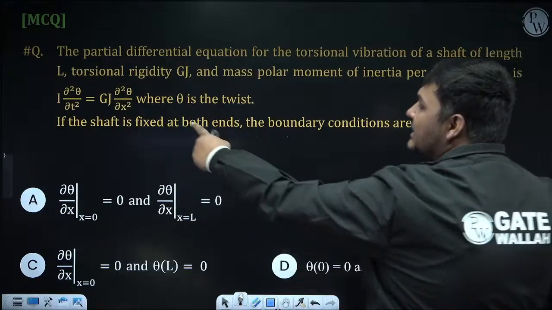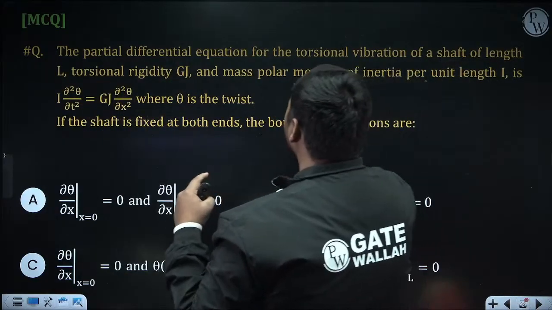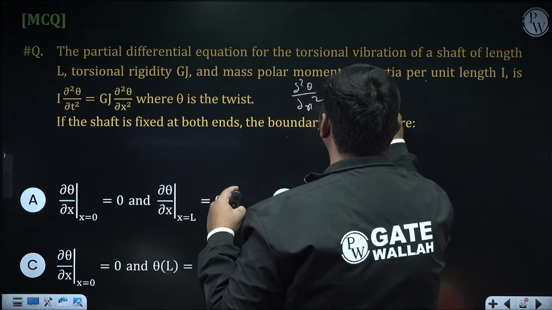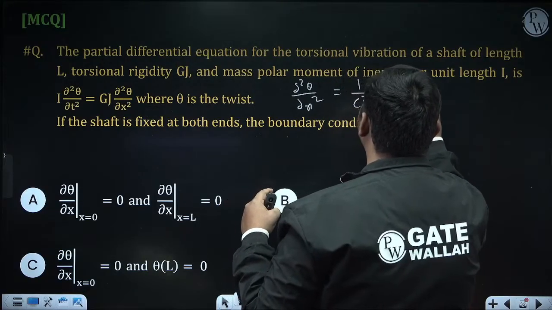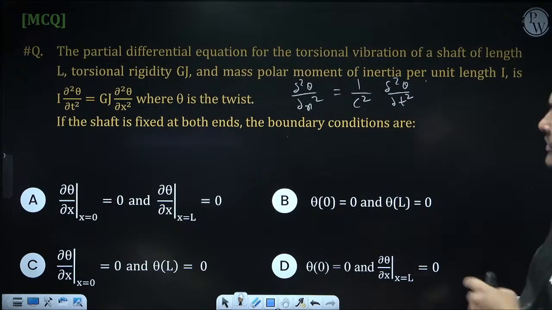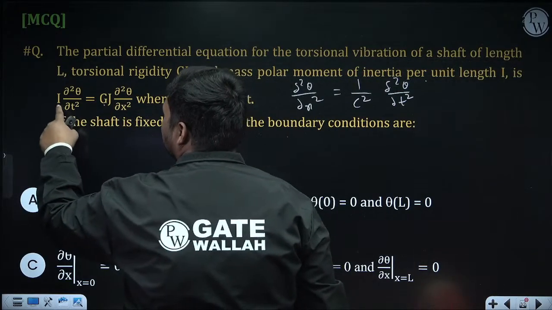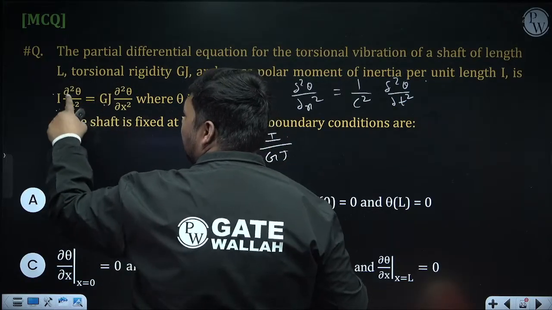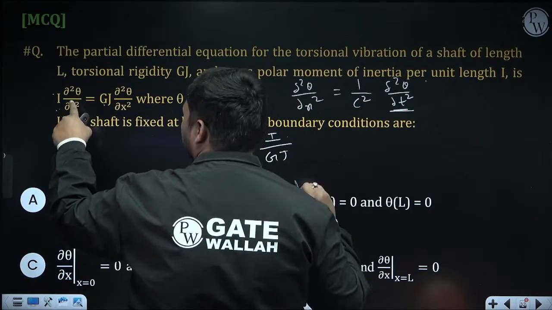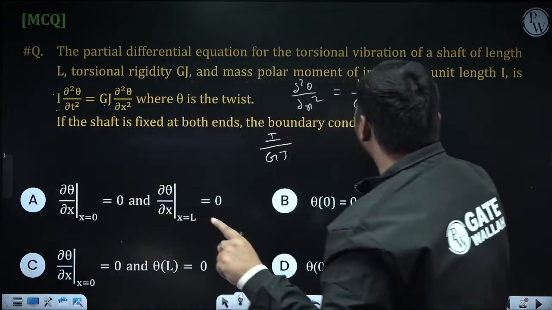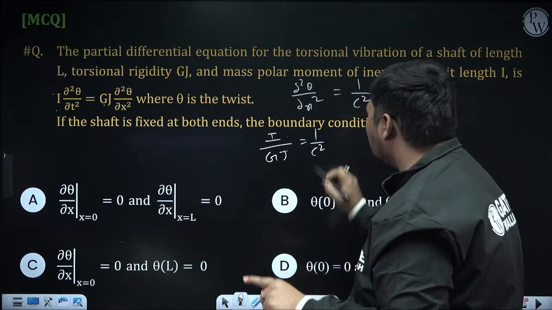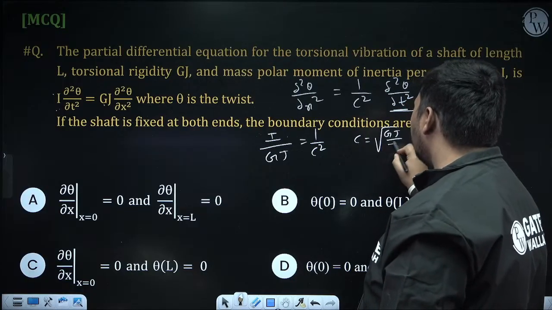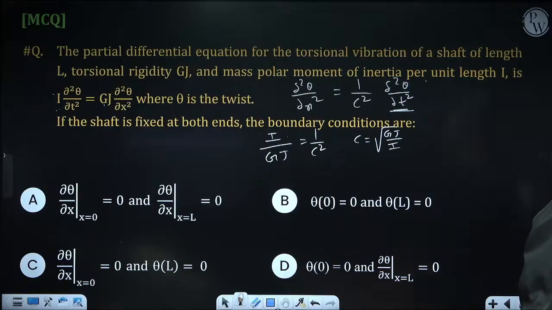You will see that the equation is the same as what I had discussed, because I was writing the equation like this: del square theta by del x square equal to 1 upon c square del square theta by del t square, where c was root over GJ by I. So the same equation is coming, because if we shift this GJ to this side, here I upon GJ will come, in the del square theta by del t square side, and in the del square theta by del t square side I am writing 1 upon c square. You equate this now, and from this you will calculate c, again the same is coming, root GJ by I. So that equation is not different. It is the same which I discussed earlier.